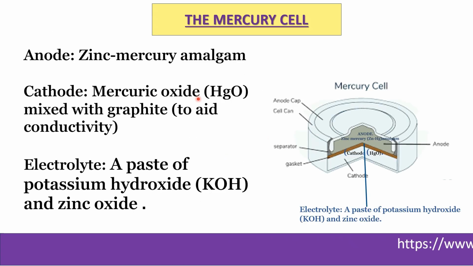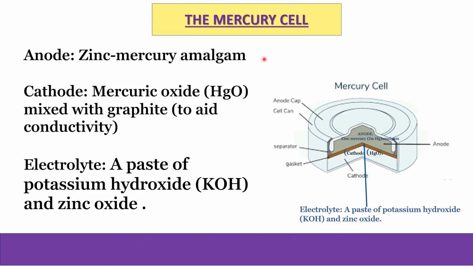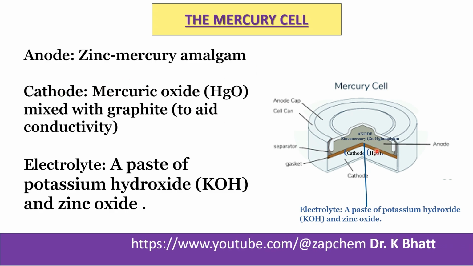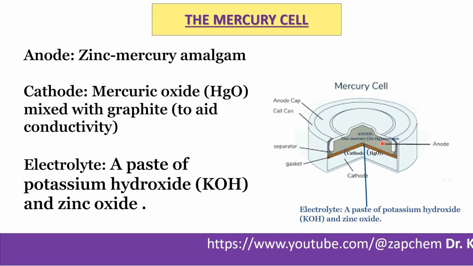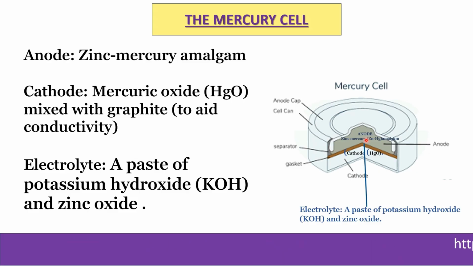Now let us look into the construction of the button cell. We have to take up the mercury cell because this is provided in our CBSE book. Here, the anode is a zinc mercury couple. This portion is known as the anode, which is nothing but Zn-Hg amalgam, or zinc mercury couple as we also call it. It is zinc mercury amalgam.